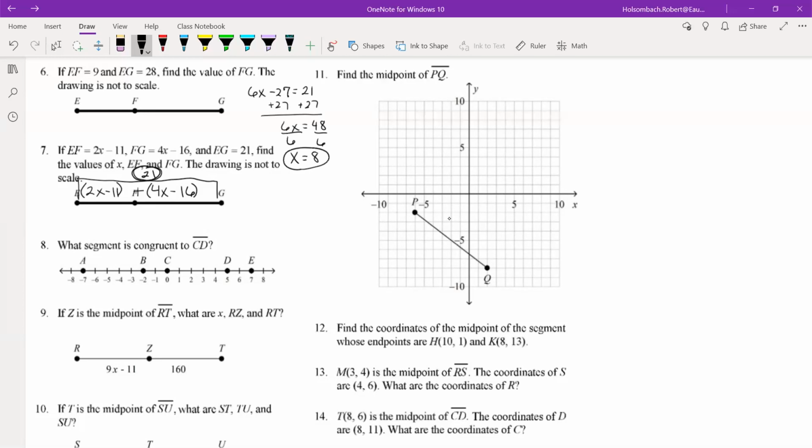So 2 times 8 is 16, and 16 minus 11 is 5. And 4 times 8 is 32. 32 minus 16 is 16. And your 5 plus your 16 equals your 21. So you're good.